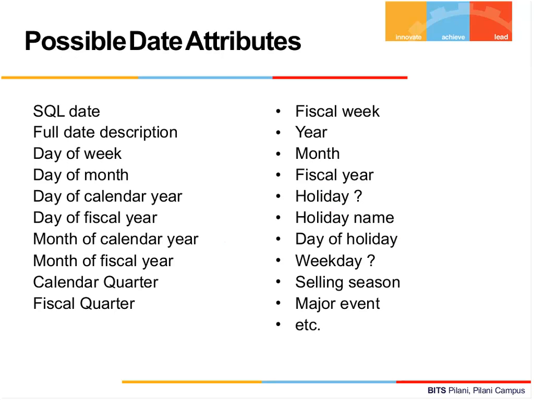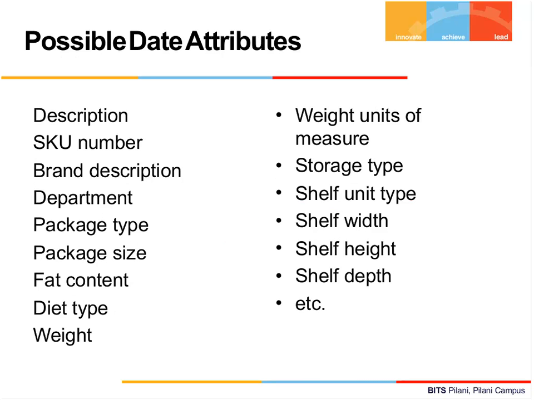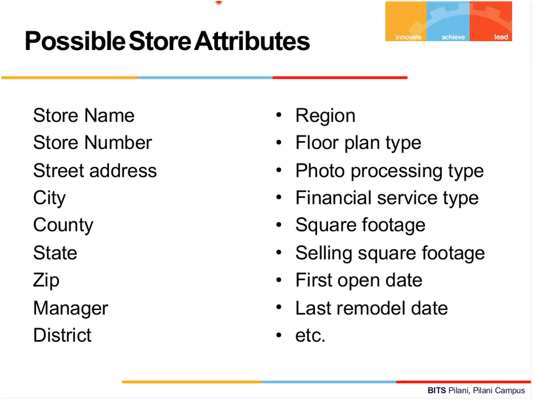Some of the examples you can see here, like day of the week, are different date attributes that you can do analysis with, and then possible product attributes. And again, you can see there are different hierarchies here. Each product will have a different hierarchy. Same thing, a store will have a hierarchy like city, state, country, zip.